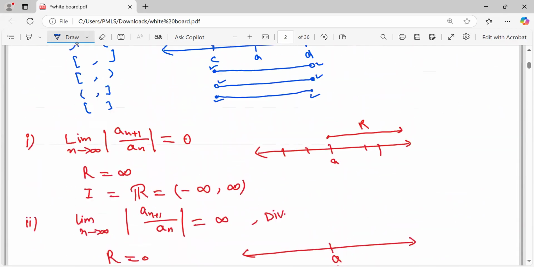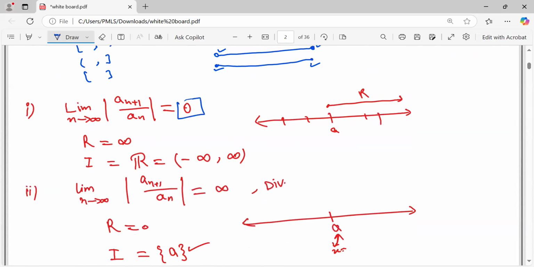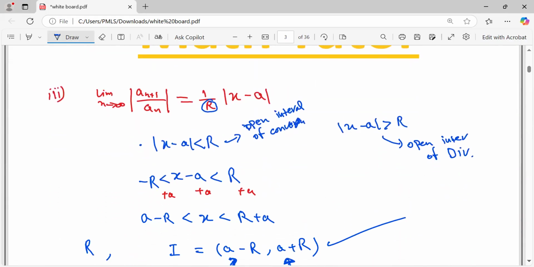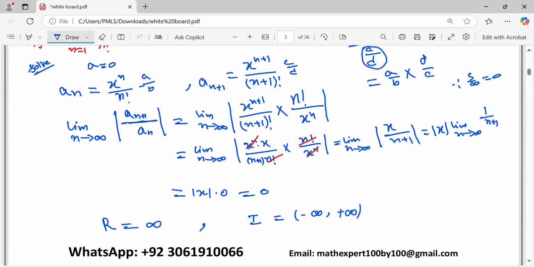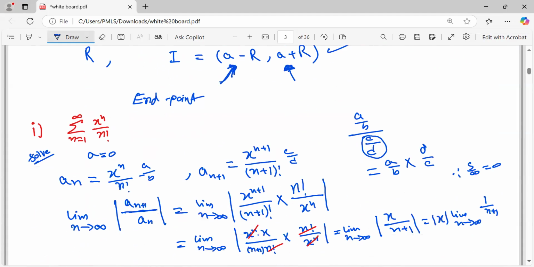We discussed the three cases. In case we get the answer zero, this means the radius of convergence is infinity and the interval of convergence is minus infinity to infinity. In the second case, if we get infinity, then the radius of convergence will be 0, and the interval of convergence will be only the center. But in the third case, keep in mind we also need to check the endpoints of the interval to find the interval of convergence.